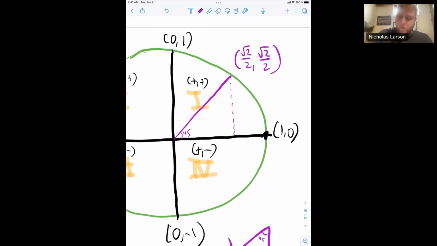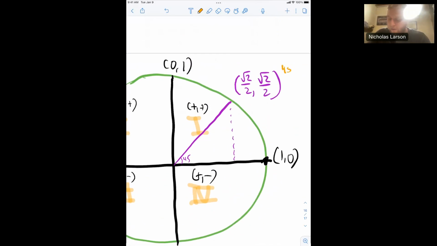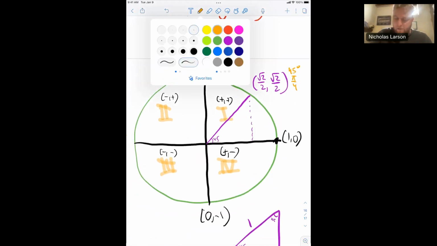And again, this is at 45. So your degree measure is 45 degrees. Your radian measure is going to be pi over 4. So this is going to carry out throughout the whole thing.